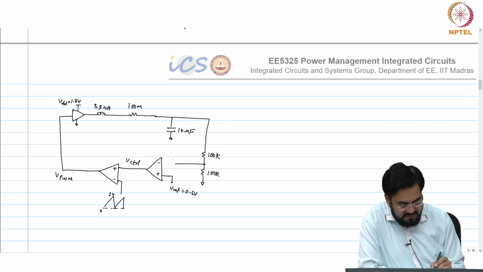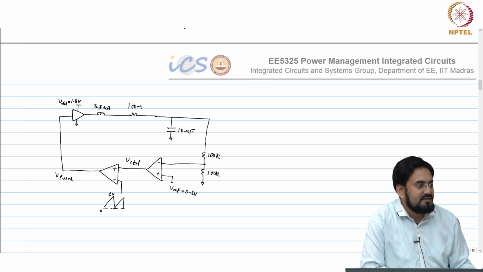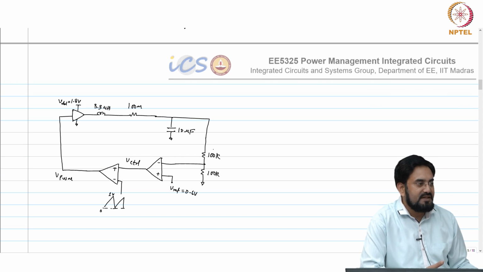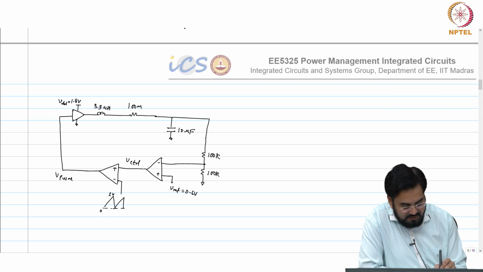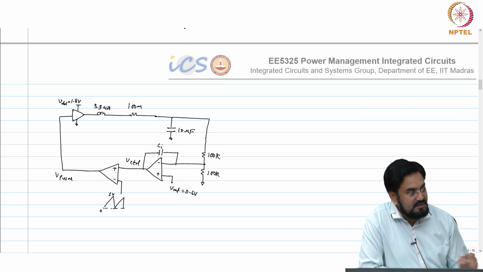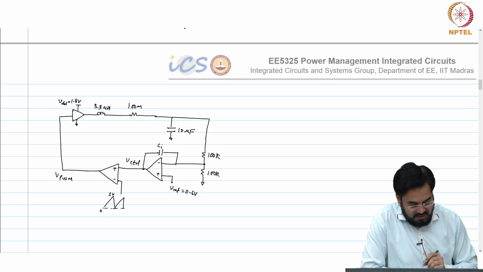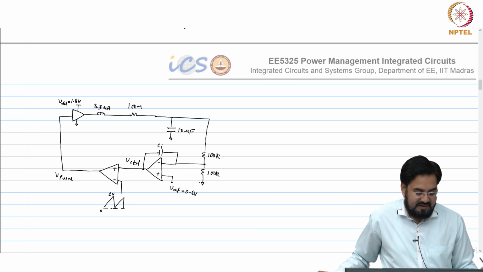So this is your VREF. Do I need to have a resistor here? I already have a feedback resistor. I can use it as an integrator. So all I need is just one feedback capacitor. Okay, this is nothing but your CI. What will be the value of CI?